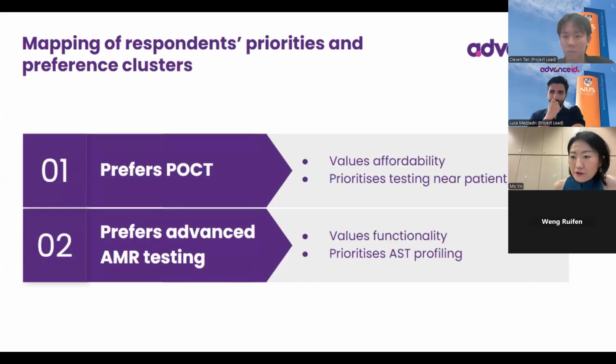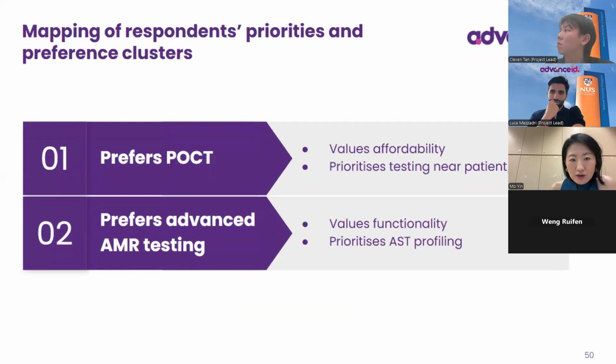So aside from these four main questions, we also did a very simple clustering analysis of the responses in the surveys, and we noticed there were two main patterns. Firstly, they are mainly responses from the low middle income setting, and the preference is for a very affordable point of care test. And the testing should be able to be done near the patient or at bedside.